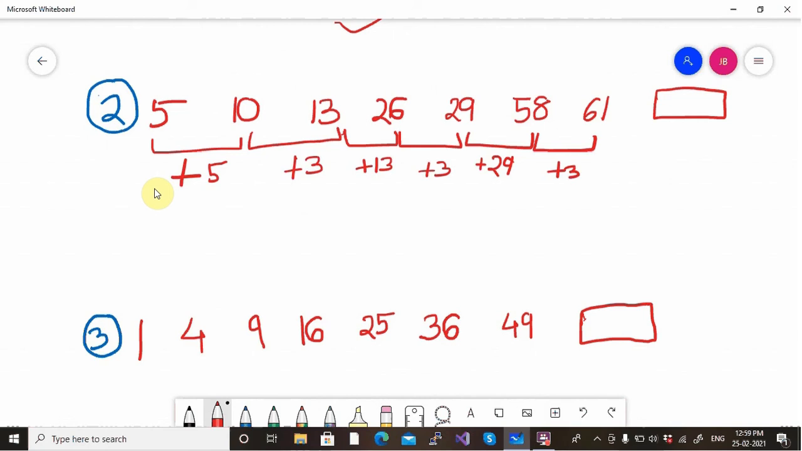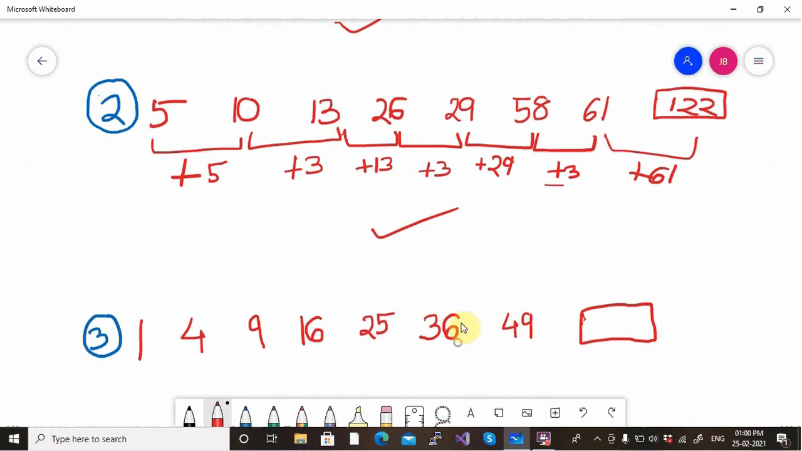So obviously, look here: 5 plus 5, it will be 10. 10 plus 3, it will be 13, right? And 13 plus 13, that will be 26, and 26 plus 3, that will be 29. Then 29 plus 29 is equal to 58. 58 plus 3 is equal to 61. So obviously it will be 61 plus 61. That will be the order. The answer will be 122.